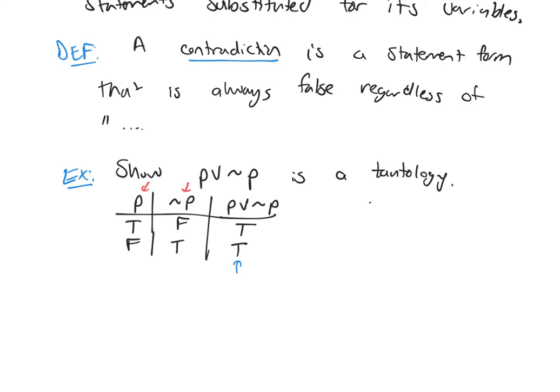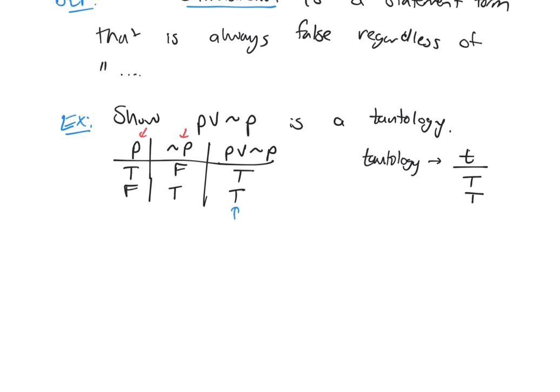Okay, so a tautology, we usually use T to represent it in a truth table. It's something that's always true. So the whole column would have to be T.